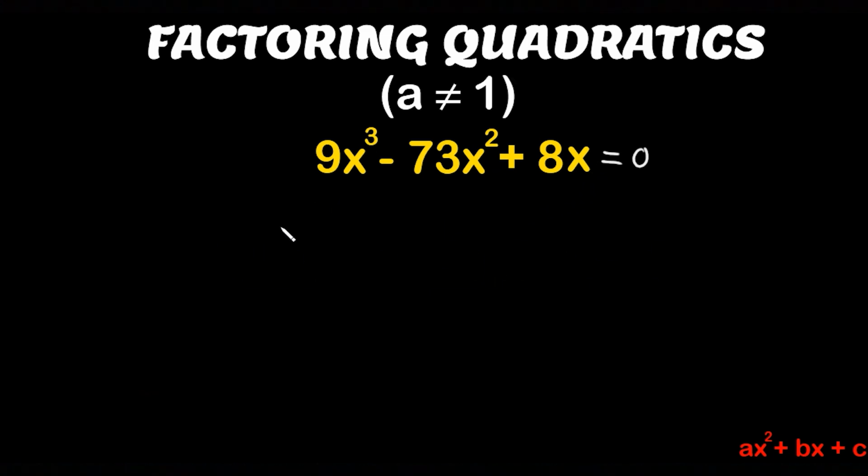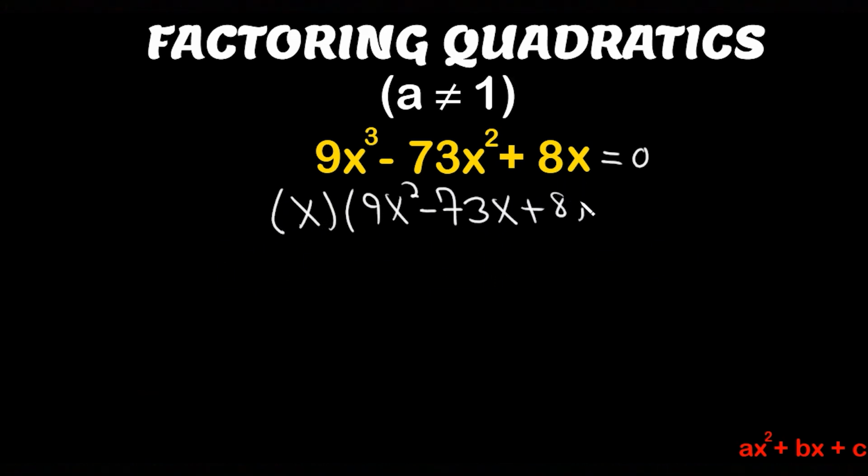So if I pull out an x, I'm now going to be left with 9x squared minus 73x plus 8. So you can see here, by pulling out that greatest common factor, I am now going to be left with a quadratic right here. And now I can go ahead and factor it. Again, this part right here is going to come along for the ride.